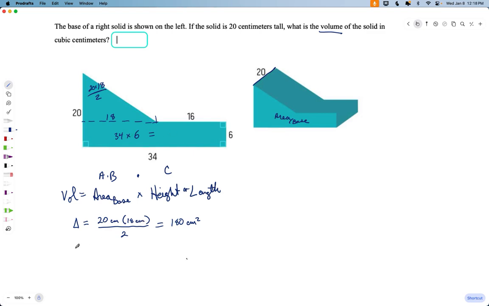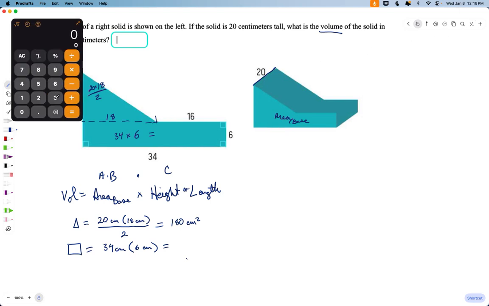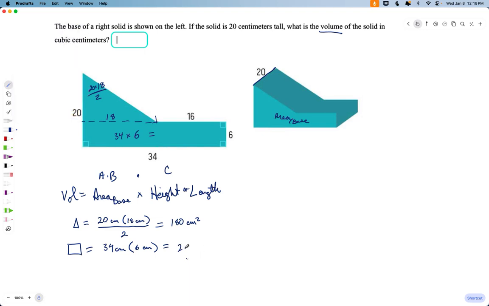Now we have the rectangle, which is 34 centimeters times 6 centimeters. And good Lord, that's a large number. I think it's 204. Let me double check. 34 times 6, 204. Look at that, I guessed right. 204 centimeters squared. We add those two together: 384 centimeters squared. That is the area of the base. So that is what we have right there.